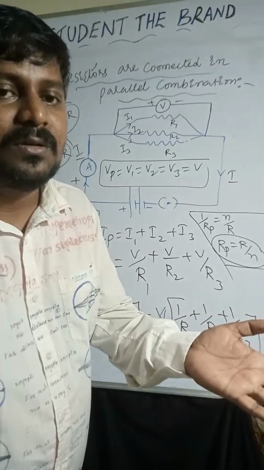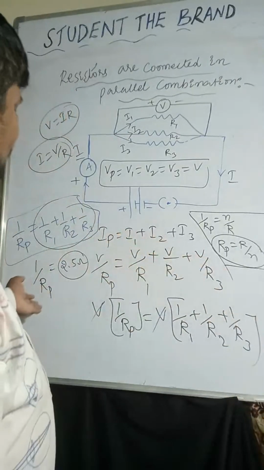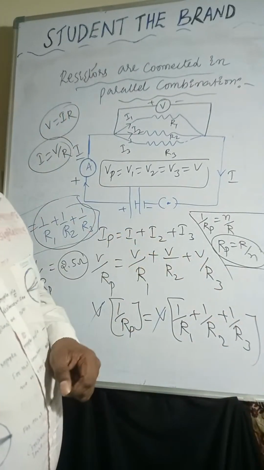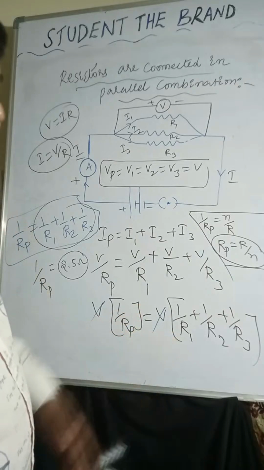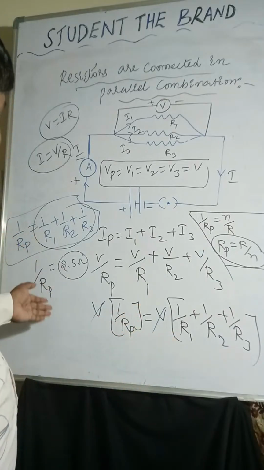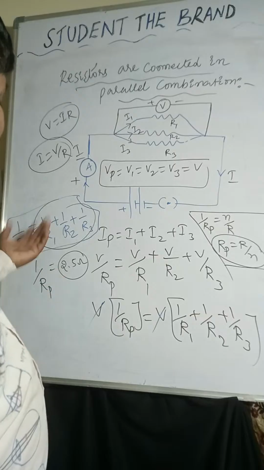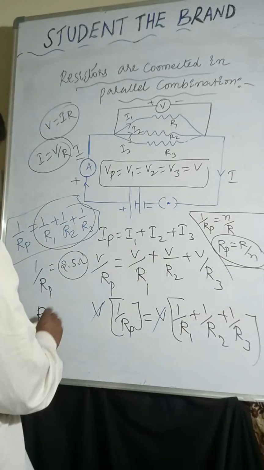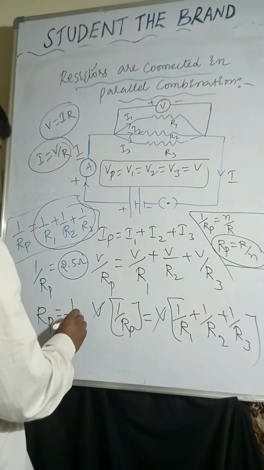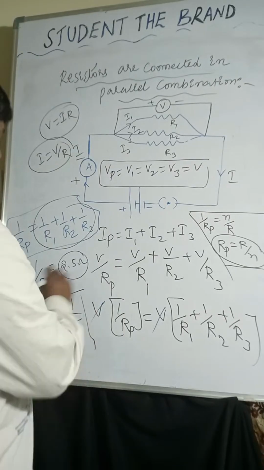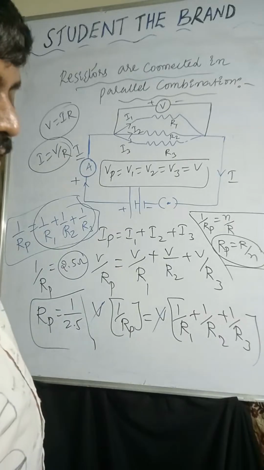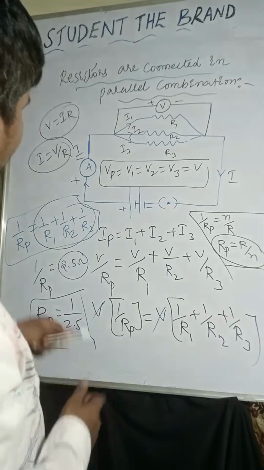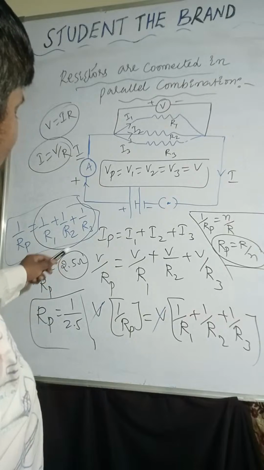How is it possible? You didn't take the R value. You took 1 by R value. Then how will you get the correct answer? So 1 by R value, that is, R value is 1 by R value. R value we need, right? So reverse of this one, so that is the R value. Understood or not? So after getting 1 by RP, you should not take it directly.